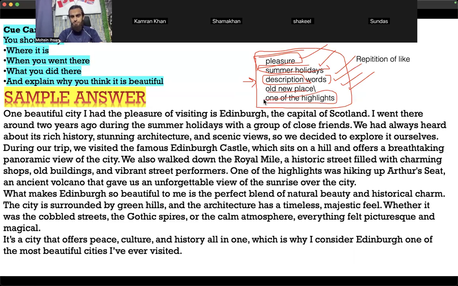One of the highlights was its culture and handicrafts, and some historical places like Shahi Mosque, the Royal Mosque. Good, very good.